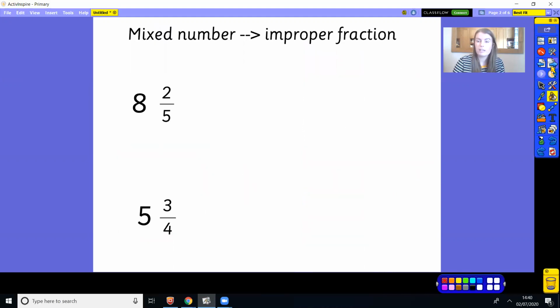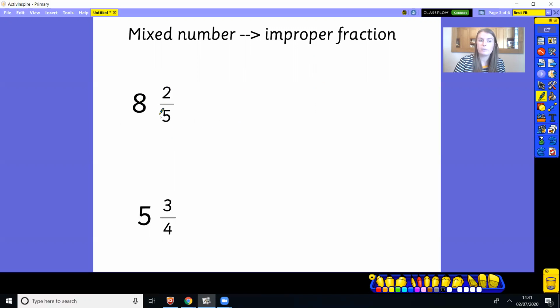On Tuesday, we're going to be looking at mixed numbers and improper fractions, so I will show you how to convert between the two. So first of all, we have mixed numbers. A mixed number has a whole number at the start and then a proper fraction next to it. And an improper fraction is when the numerator is larger than the denominator. So we're going to convert the mixed numbers into the improper fractions.